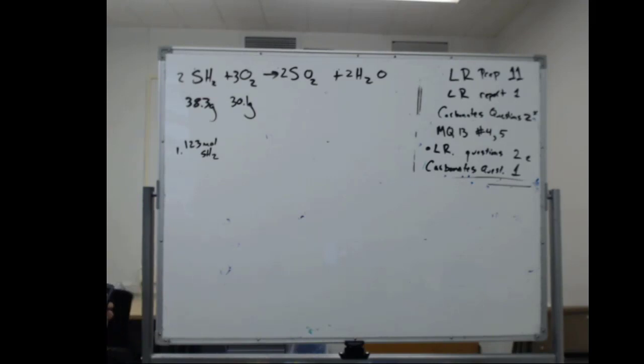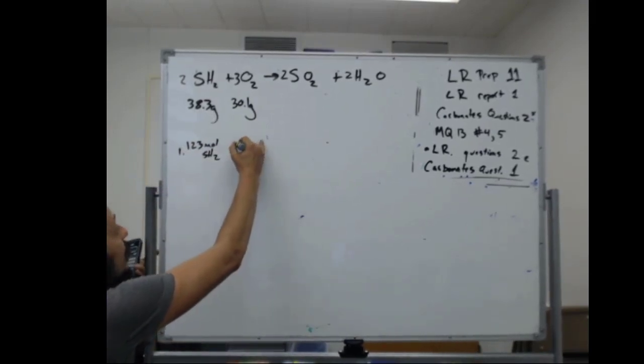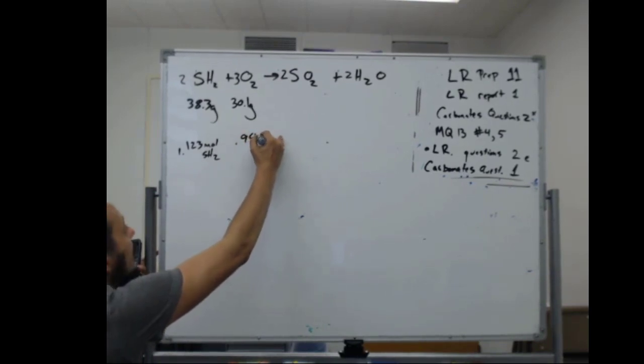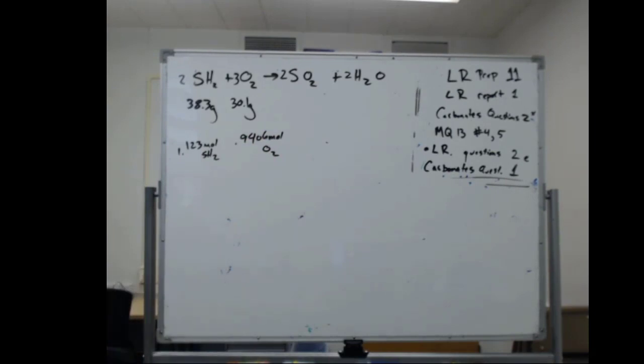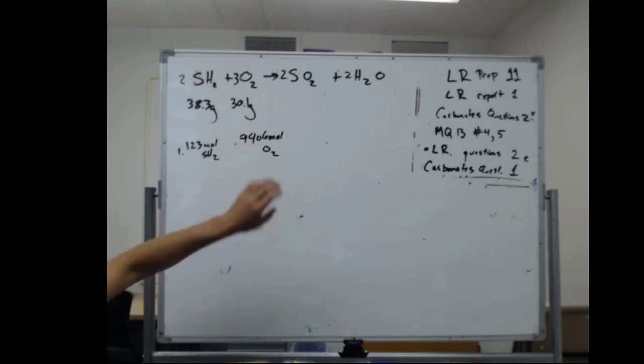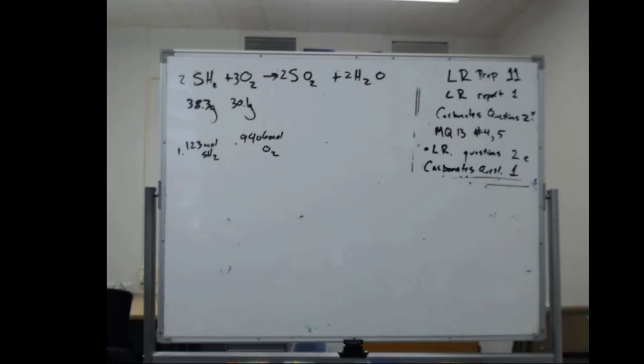Is 32 grams per mole, and if we convert 30 divided by 32, we're going to get 0.9406 moles O2. Now in this case, at least with my numbers, I can tell that my oxygen is the limiting reactant, and I'm just doing this check in my head.